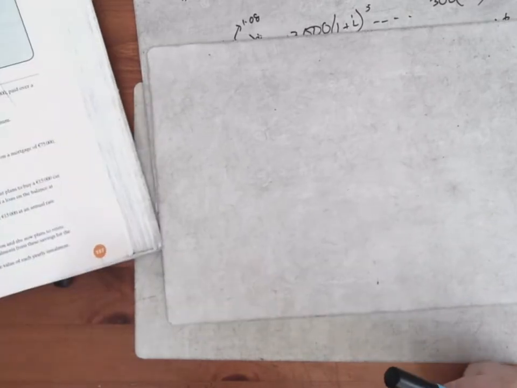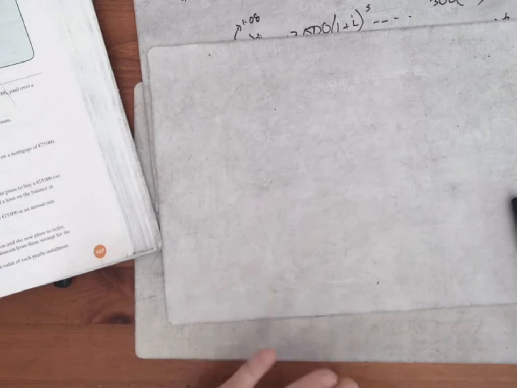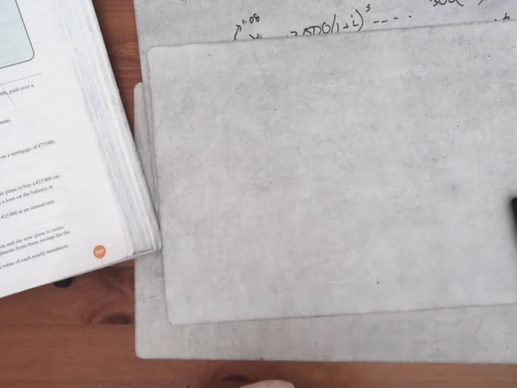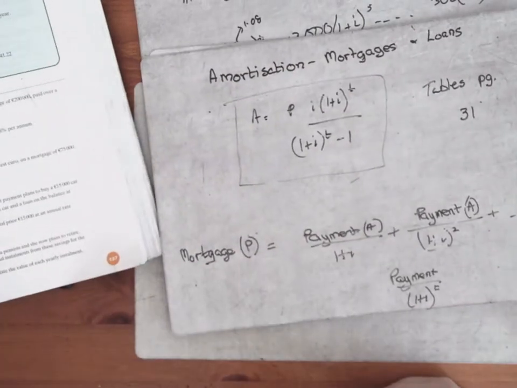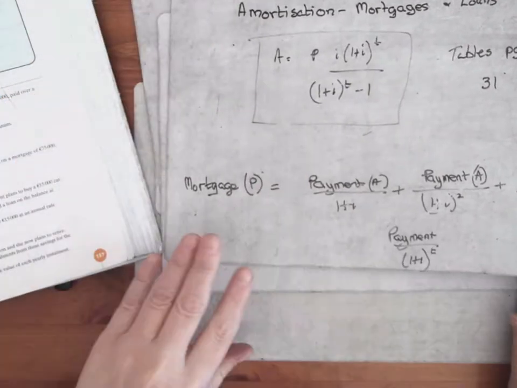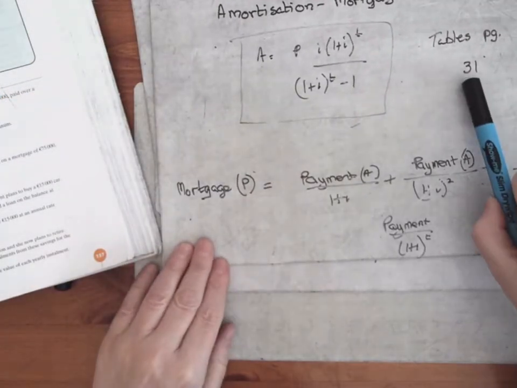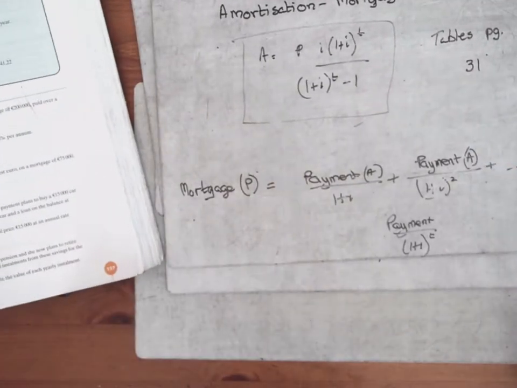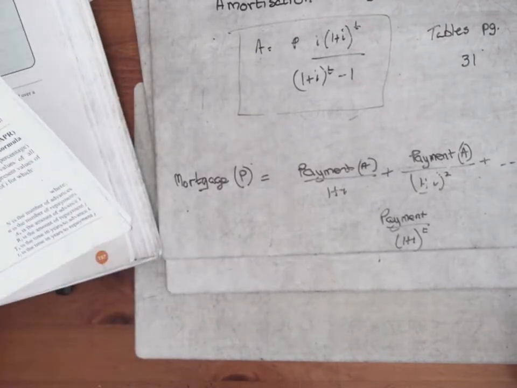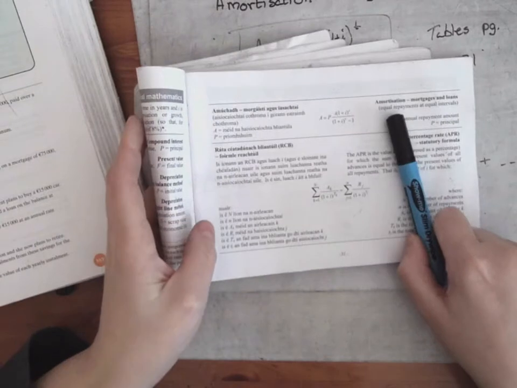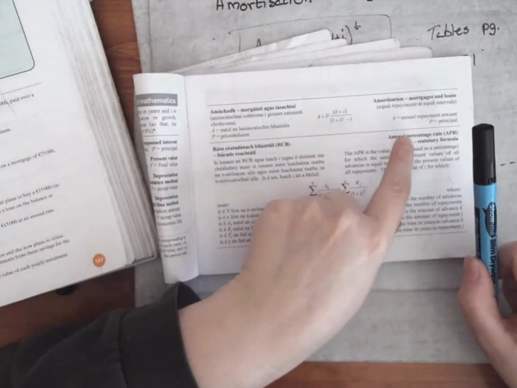I'll get back to you on number 11. Okay, right, I wanted to move on to mortgages and amortization. The amortization formula, girls, is in the log tables. You'll be glad to know this. The good news is it's in the tables on page 31. The bad news is you have to be able to derive it yourself. So on page 31, it's called amortization, right?